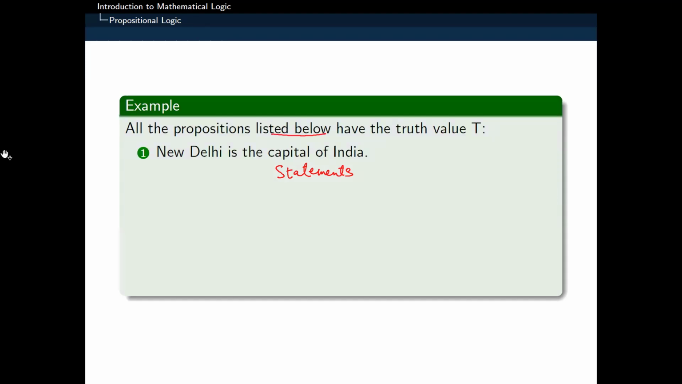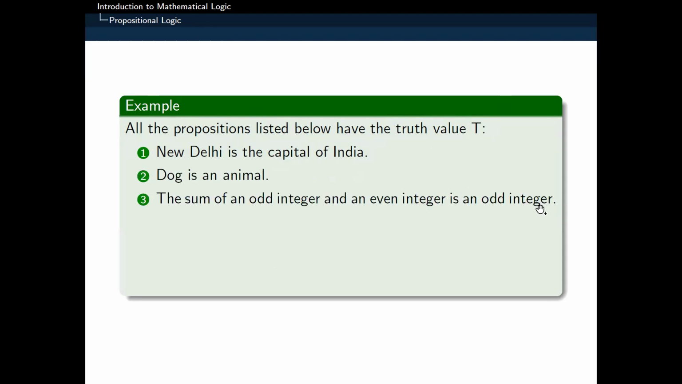Now take some examples. New Delhi is the capital of India. This gives us the truth value T. I write T for truth. The statement is given, it is a true statement. Dog is an animal. Again, this is a true statement. The sum of an odd integer and an even integer is an odd integer. Again, this is true.